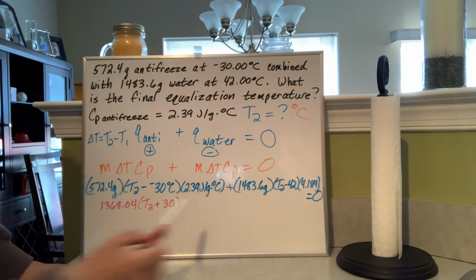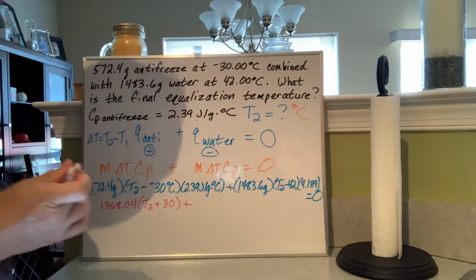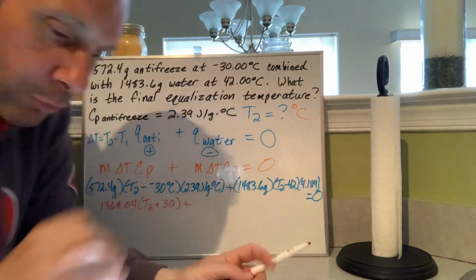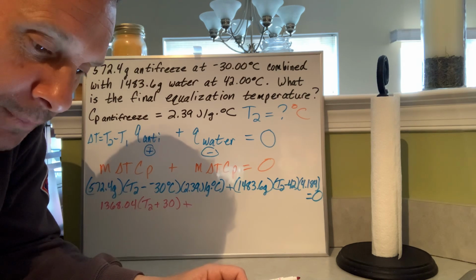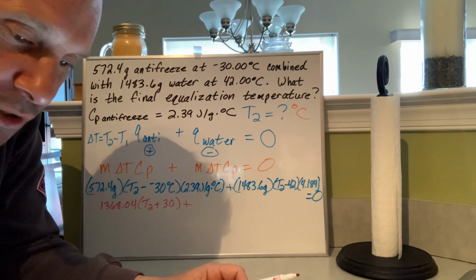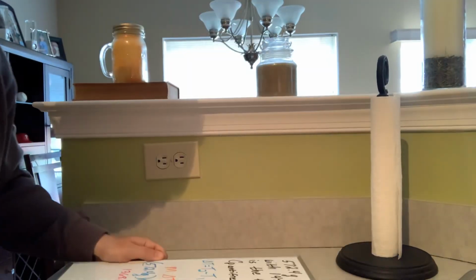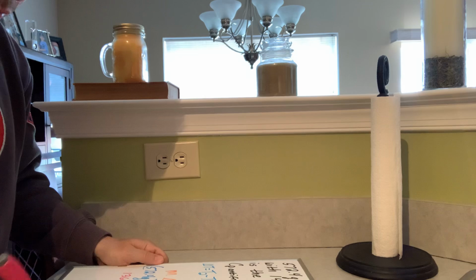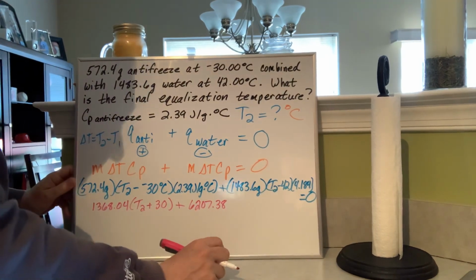Now plus. I've got my son's iPad here because I left my calculator in my classroom. 1483.6 times 4.184, which is the CP of water, gives 6,207.38. This time it's going to be times the quantity T2 minus 42.